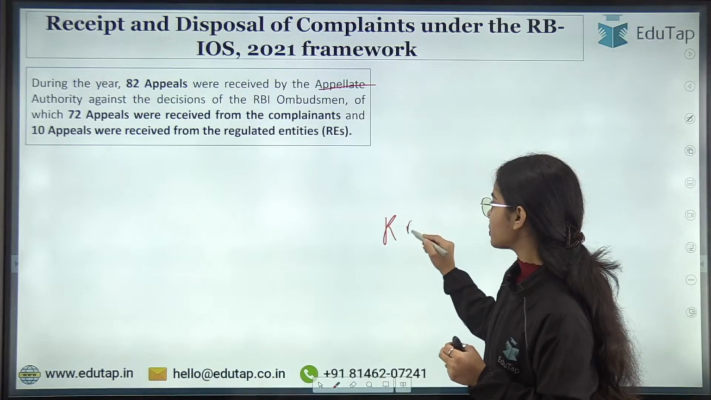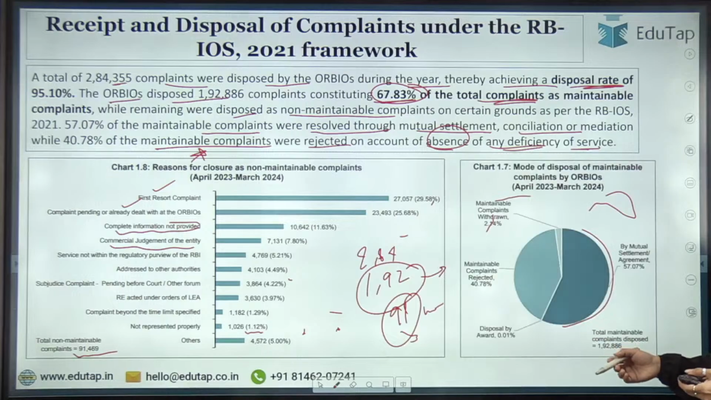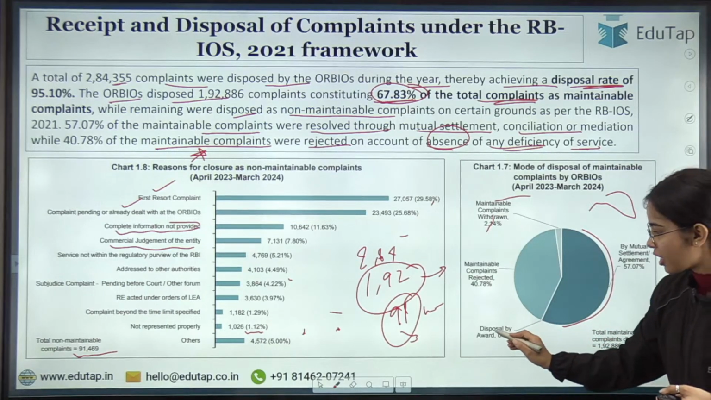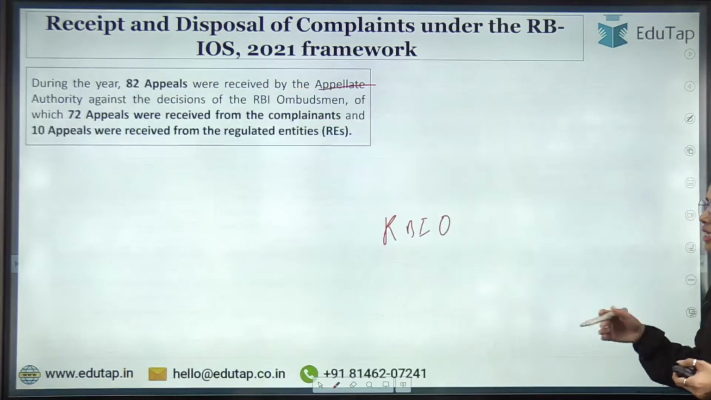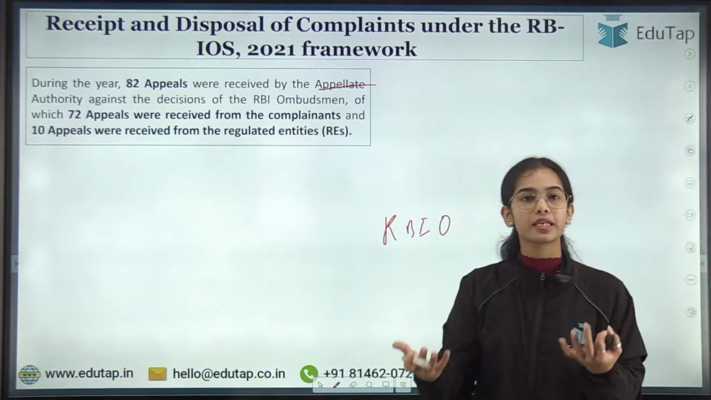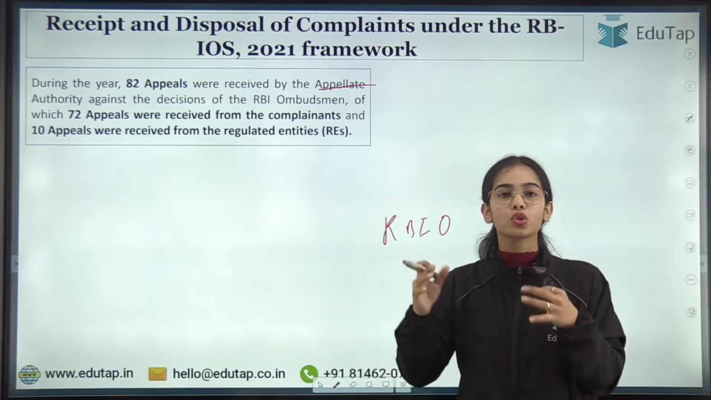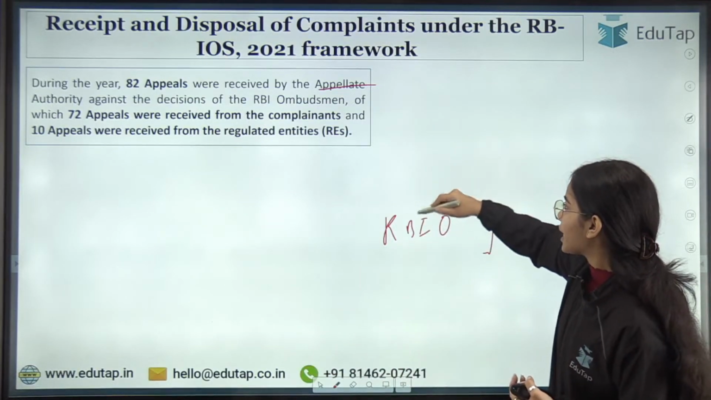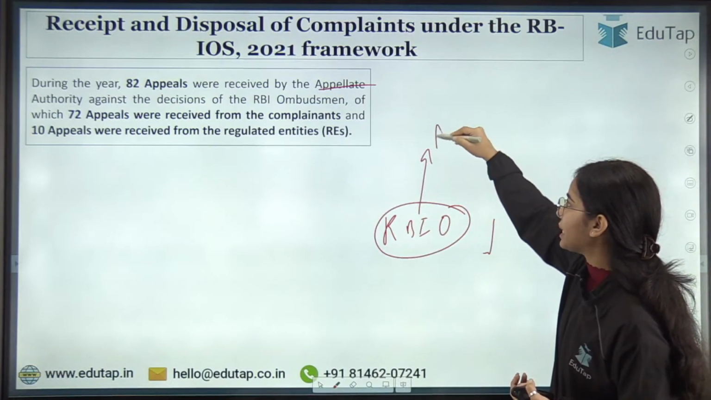So the RBI Ombudsman has taken a decision. Let's say the RBI Ombudsman is saying that an award has to be given to the customer. Now the bank is not happy with the decision, because the bank thinks that the bank, or the NBFC, has not made any mistake. So an appeal can be made against the decision of the Ombudsman. The appeal can be made to the Appellate Authority.